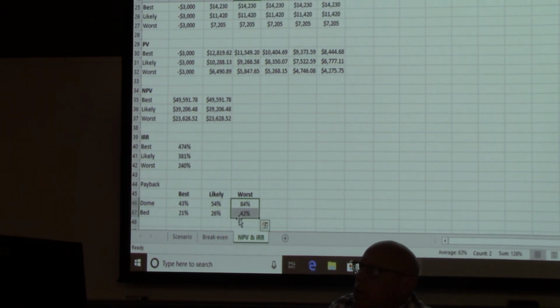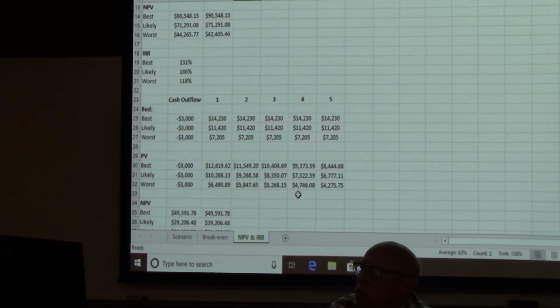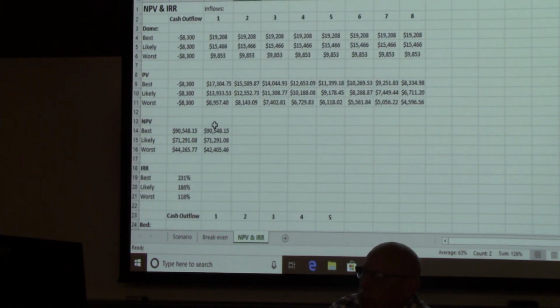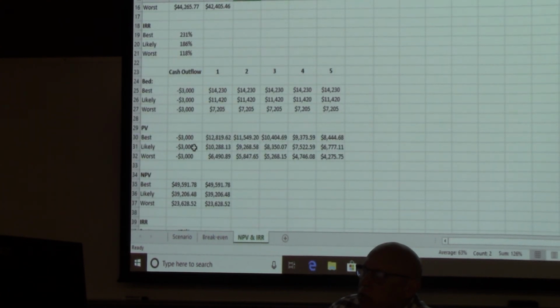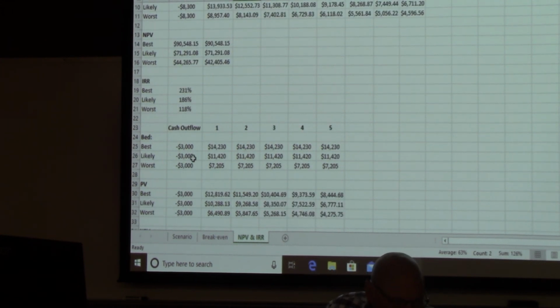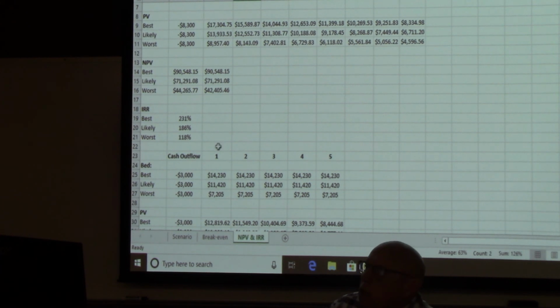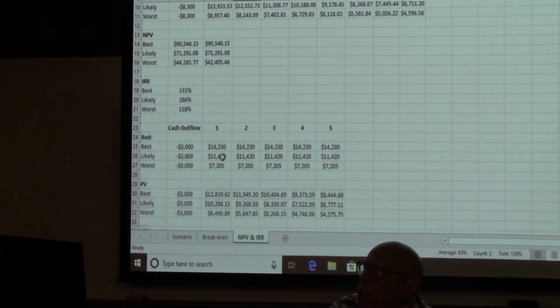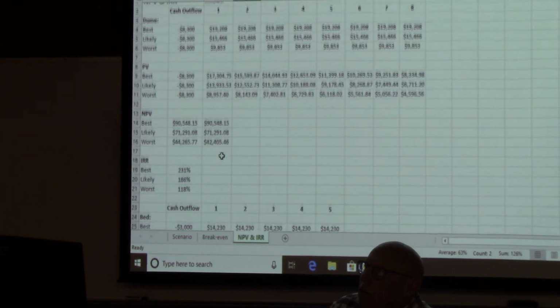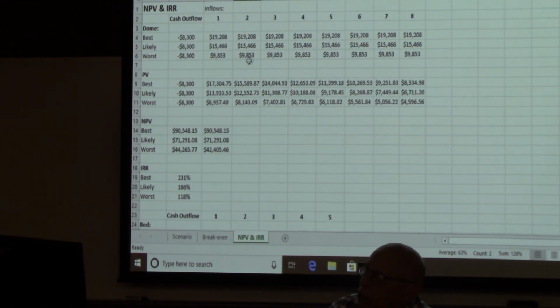All right, so right now, if we don't make any adjustments, we would buy the dome because we'd make a bigger net present value in all circumstances. Okay? But the problem is that the bed has a 5-year life and then it has to be replaced, and the dome has an 8-year life. So we're going to have to make an adjustment, and we will do that in the next video.